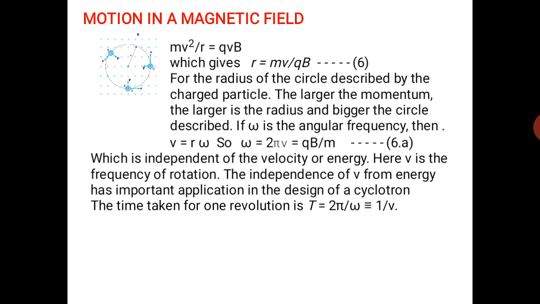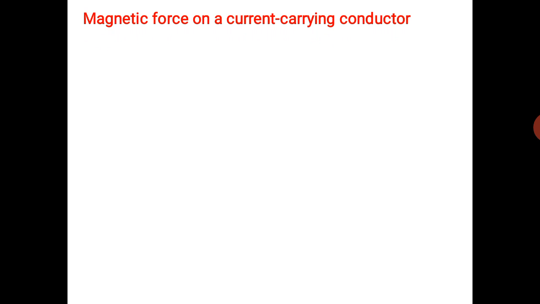Here nu is the frequency of rotation. The independence of nu from energy has important application in the design of cyclotron. Okay, the time taken for one rotation, that is period, you can say, is 2 pi divided by omega, and 2 pi divided by omega is the reciprocal of frequency. Clear?